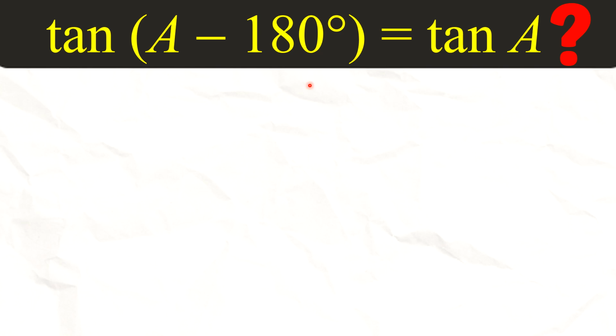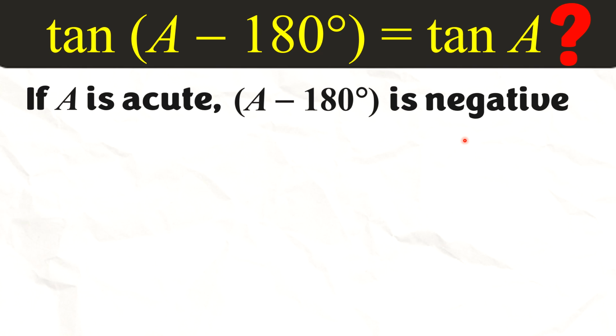Why is it that tangent of A minus 180 degrees is equal to tangent A? Now let us take a look. If A is acute, that means A has to be less than 90 degrees. So if A is less than 90 degrees and we subtract 180 degrees, this angle will give us a negative value. With the negative value, let's take a look at the quadrant. So where is A minus 180 degrees?